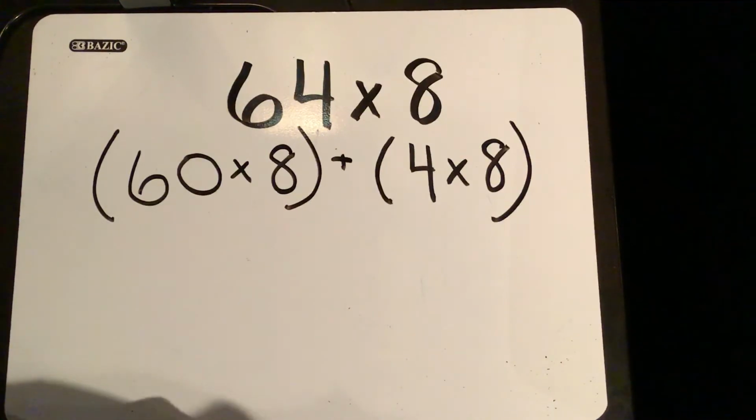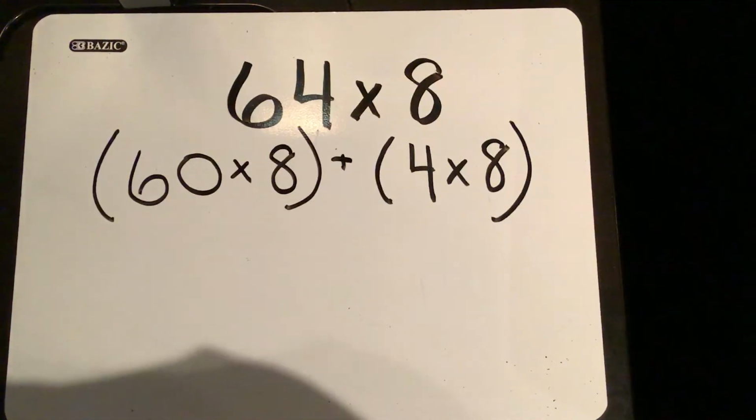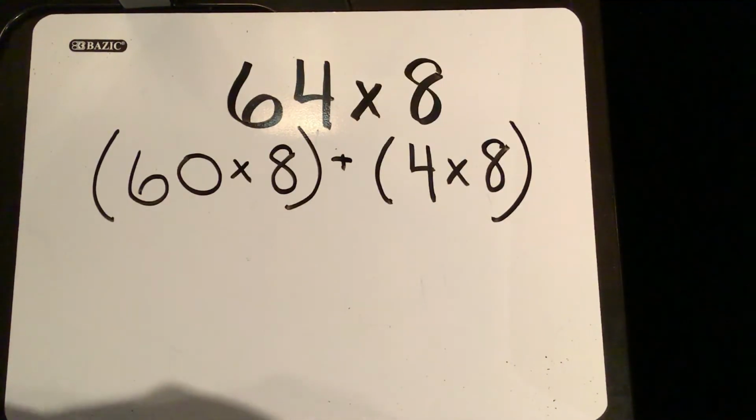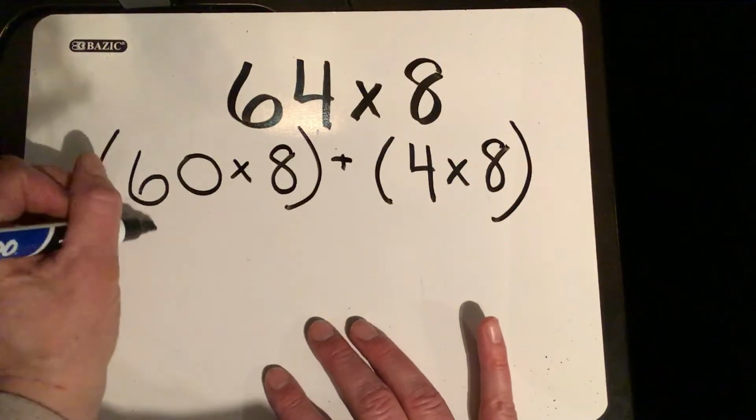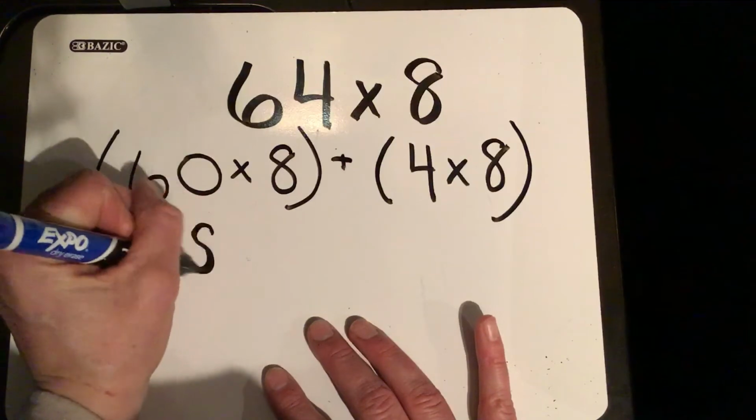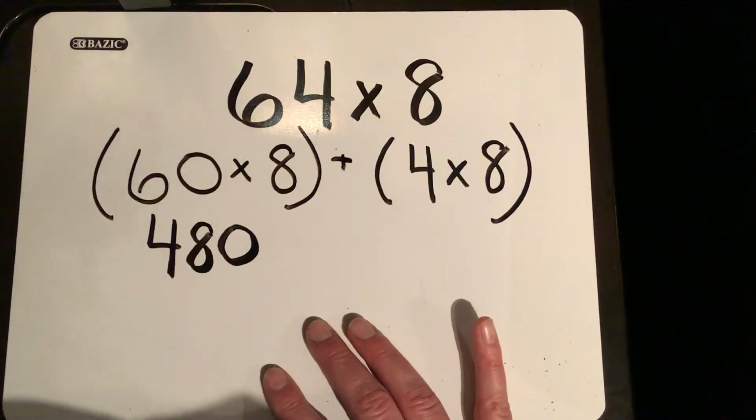And then we put a 0 on the end, because when we multiply by 10, we move the number one place value to the left. So we go, what's 6 times 8? It is 48, which means 60 times 8 is 480.